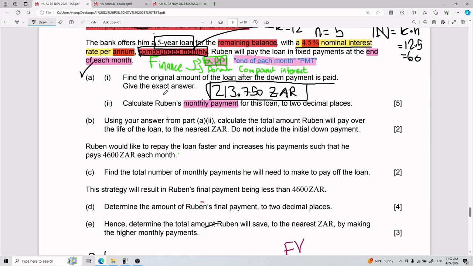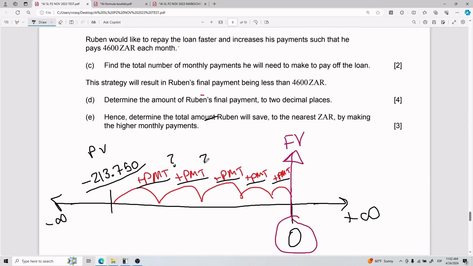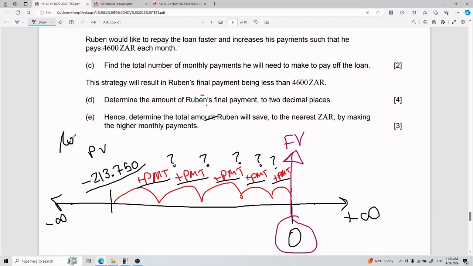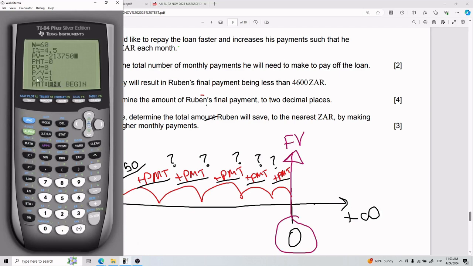And so part A, part double I, is how much PMT is he paying? All right, so this right now just revealed that your PV is negative 213,750. Notice, PV is negative. Yes, PV is negative because it's a loan. So because it's a loan, you have a negative PV, okay? He owes money, he has negative money. So that is my PV. PMT, I have not figured it out yet, so I'm going to skip it. FV has to equal zero, okay?